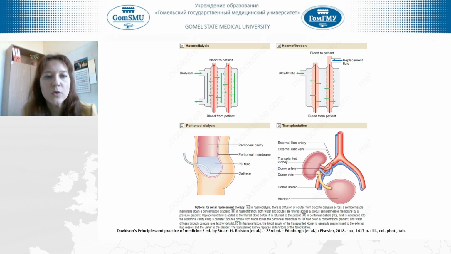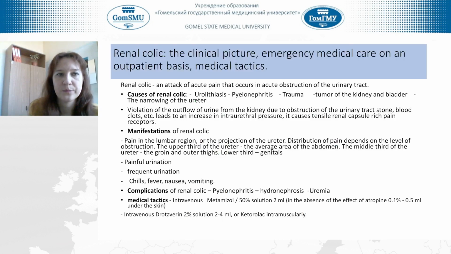These are the options for renal replacement therapy. Picture A is hemodialysis: blood to the patient, blood from the patient, and dialysate. Picture B, hemofiltration. Picture C, peritoneal dialysis. And last is D, transplantation therapy. This is used for patients in the last stage of chronic kidney disease, usually glomerular filtration rate less than 10.